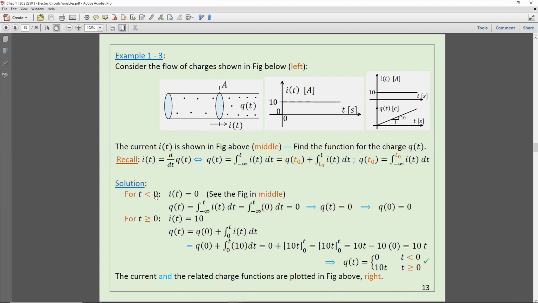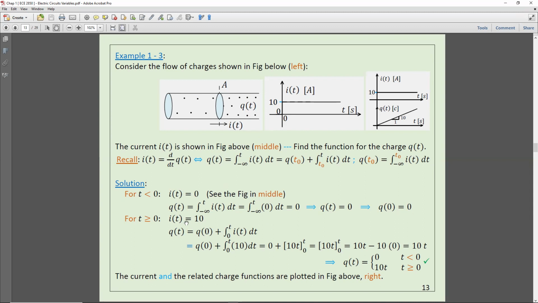When t is less than 0, it's very obvious in the figure that i is 0. There is no flow. Because i is 0 in this part, Q is 0. So the initial value, the charge at this point, was 0, because there was no current before it. So at this initial value, Q of 0 is 0.